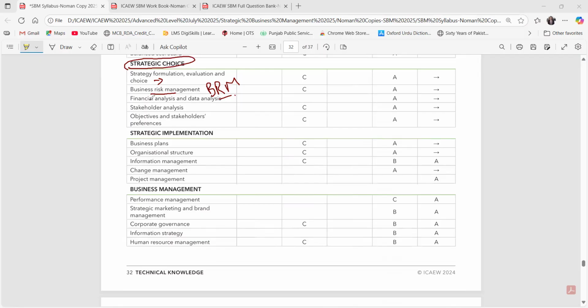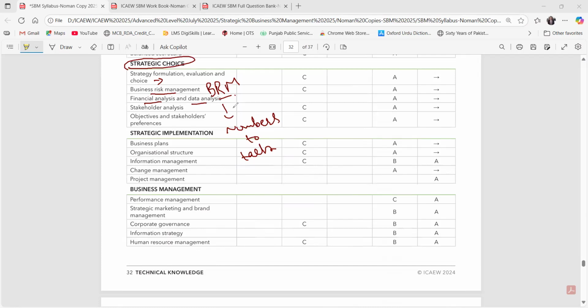Then we have financial analysis and data analysis. Obviously, financial analysis and data analysis means making numbers talk.